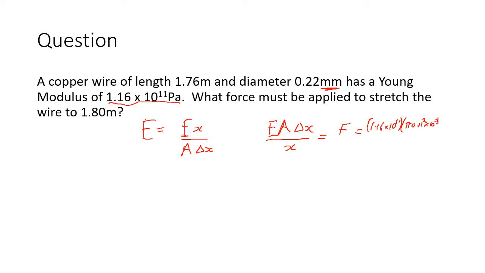Now, last thing before I run out of screen: what's our change? Our change is 1.76 to 1.8, so that will be 0.04 meters. Yes, that's correct. All divided by our original length, 1.76. Put that into your calculator and I'll press the button. There you go, the answer is 100 newtons. I'm going to hazard a guess that that's correct.